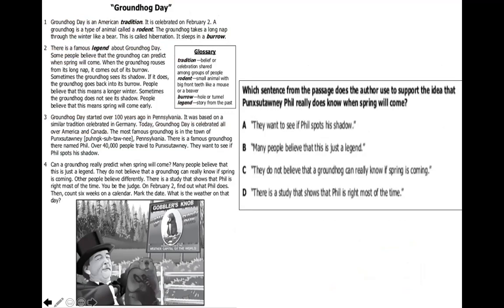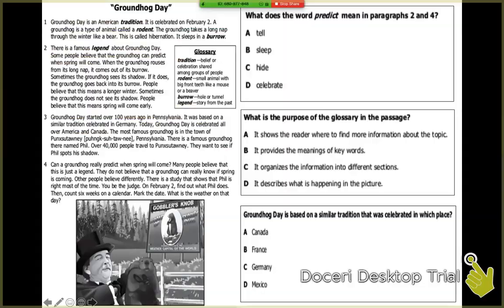All right, so number 1 up here is asking us what the word predict means in paragraphs 2 and 4. I love it when they tell us exactly which paragraphs they want us to go back to. I am going to go to a little bit of a pink highlighter now because it told me to go to paragraphs 2 and 4. So here's paragraph 2 and here is paragraph 4. So let's see if we can find the word predict in paragraphs 2 and 4.